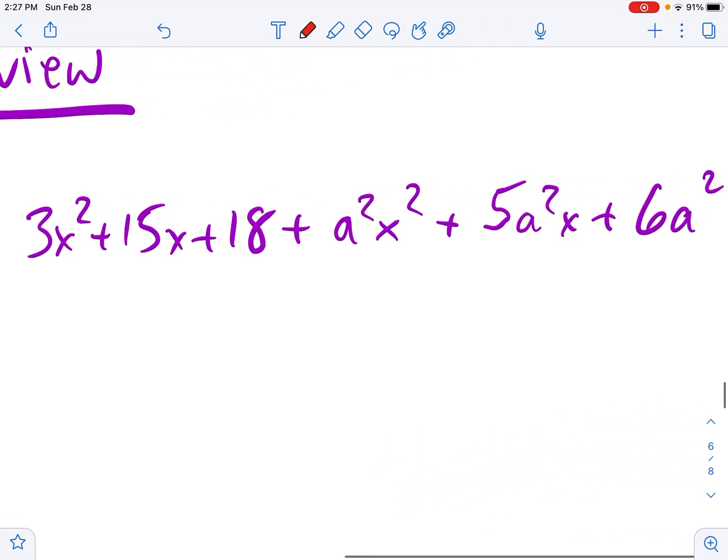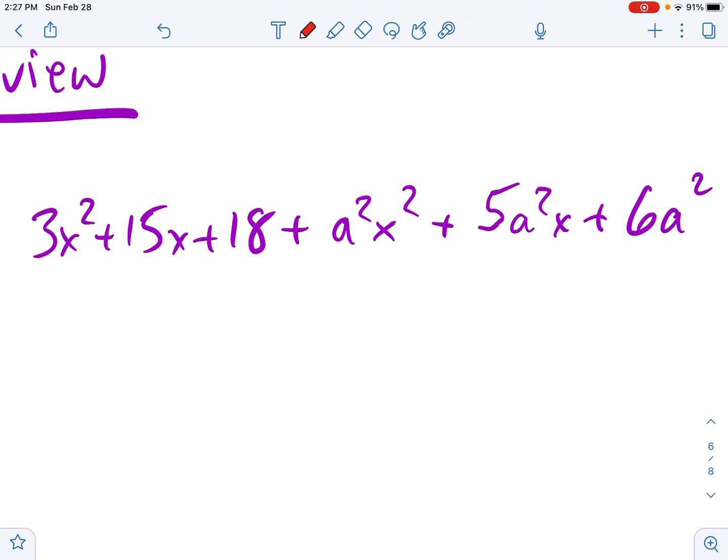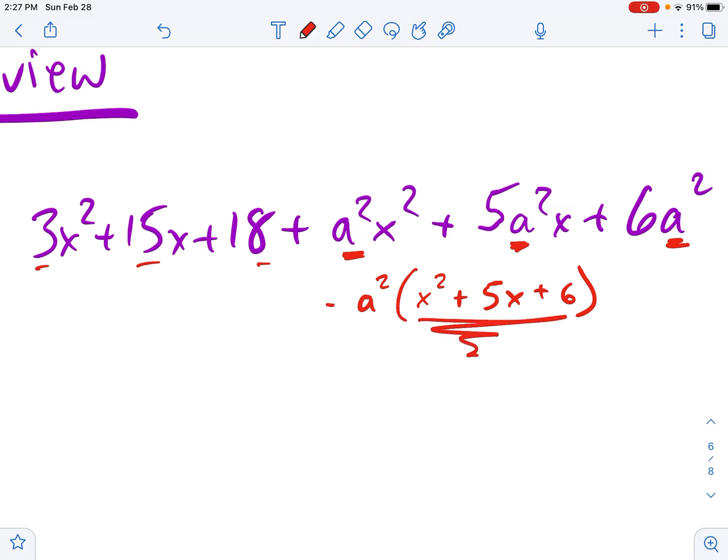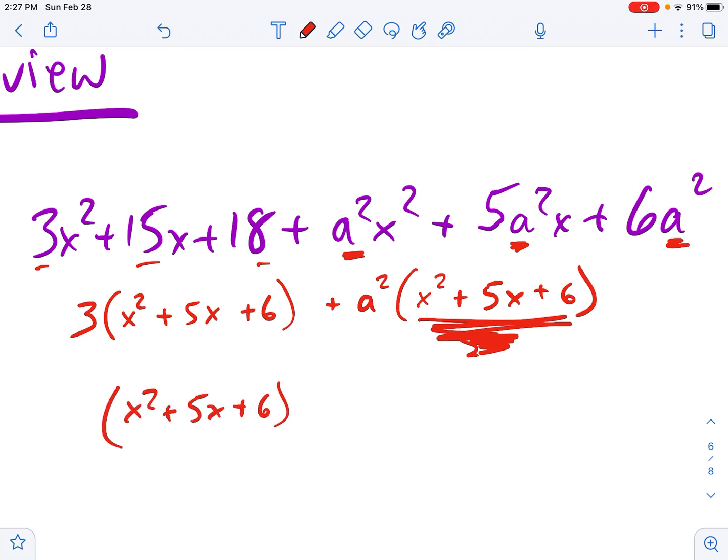Over here, this is a long, tricky one, and at first it doesn't seem like anything is going to come to you immediately, right? Sometimes I've set it up so that it should sort of jump out at you. You want to look for things that you notice are in common. So you're noticing an x squared, an a squared, and that factors out really nicely. If I factor out a 3, yes, indeed, that works. So now my GCF is really this trinomial, and I multiply that by a 3 and an a squared.